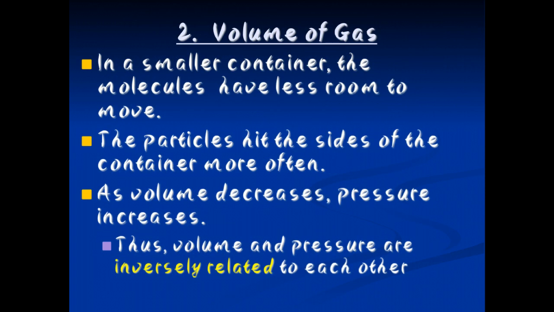Number 2. Volume of gas. In a smaller container, the molecules have less room to move. The particles hit the sides of the container more often. As volume decreases, pressure increases. Thus, volume and pressure are inversely related to each other.